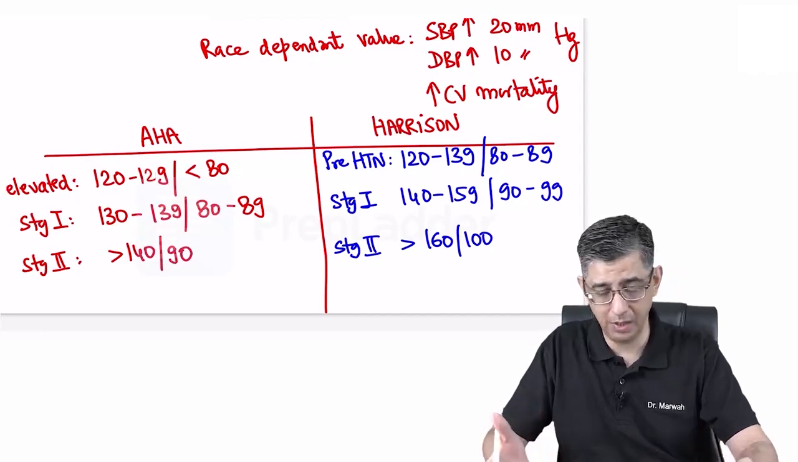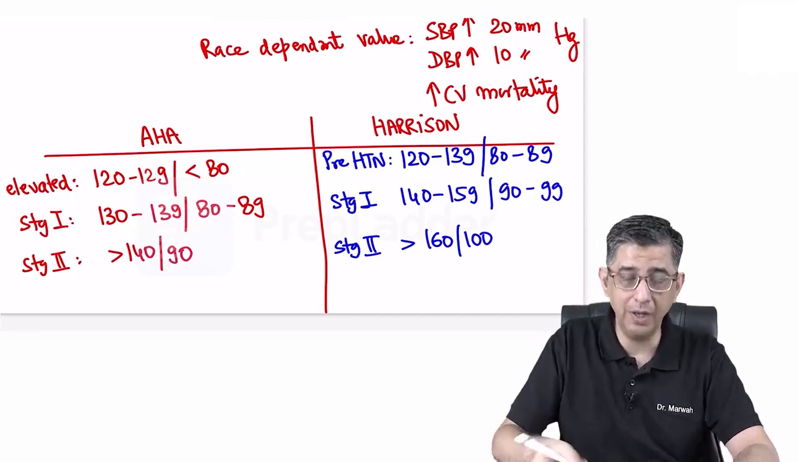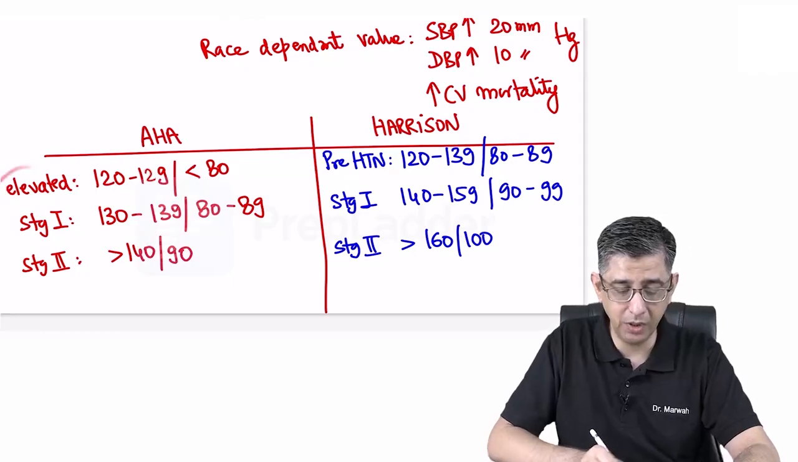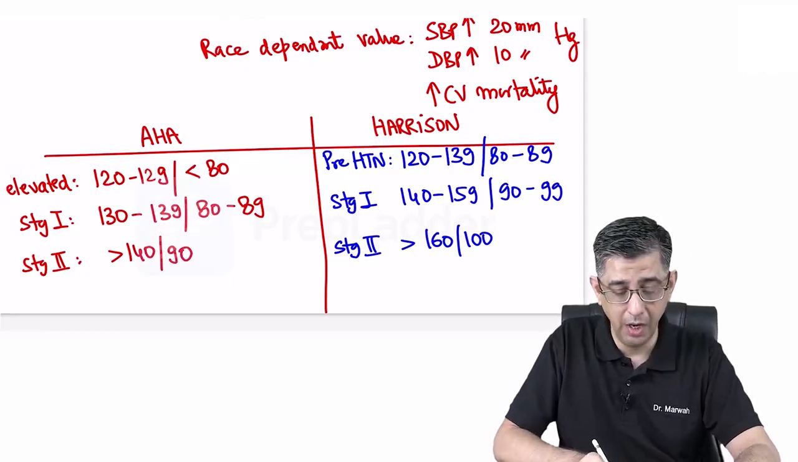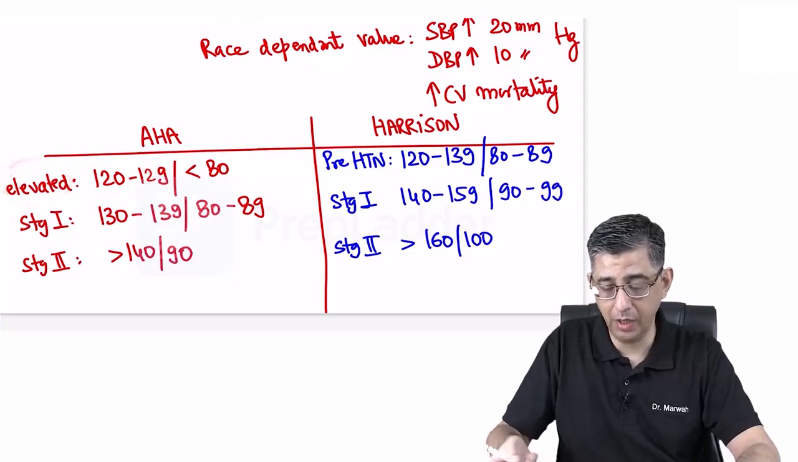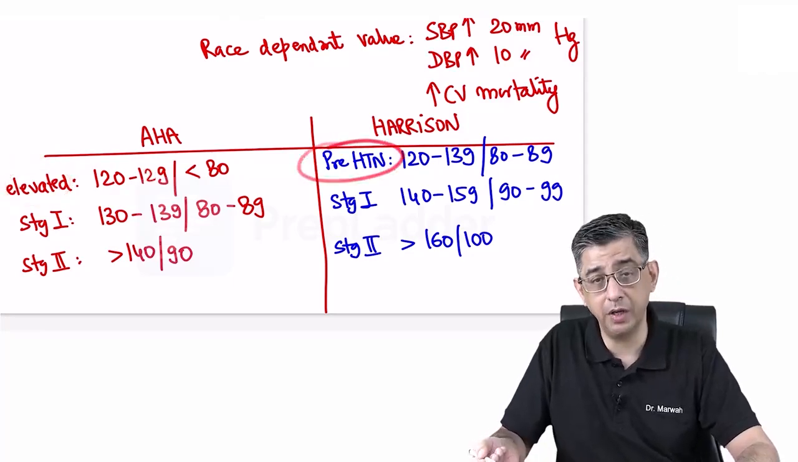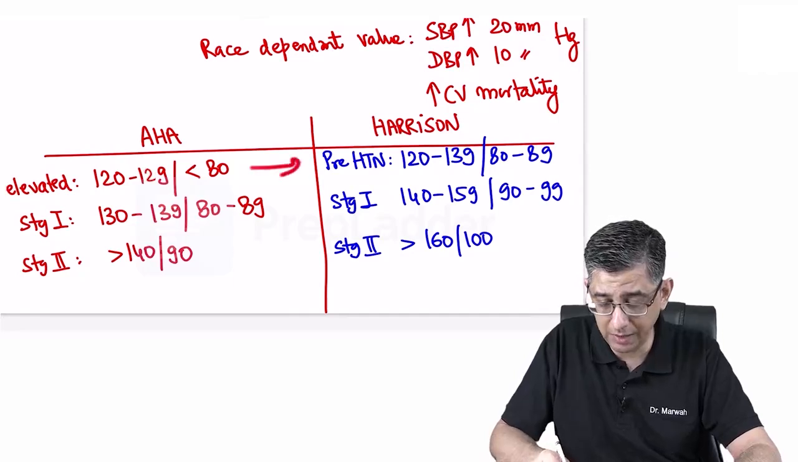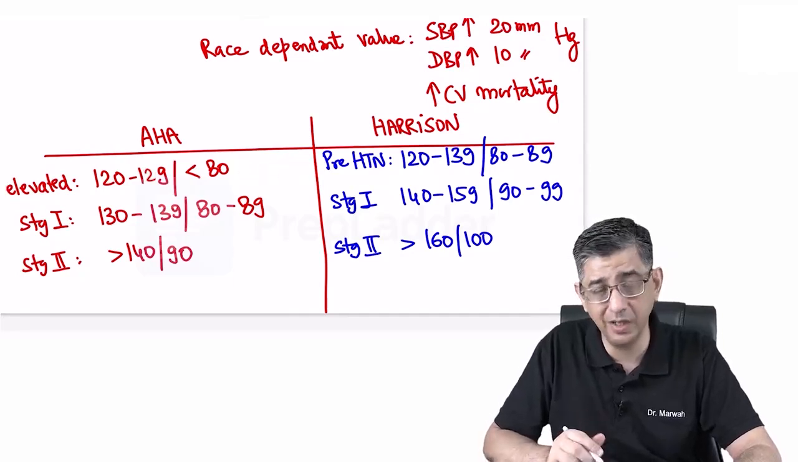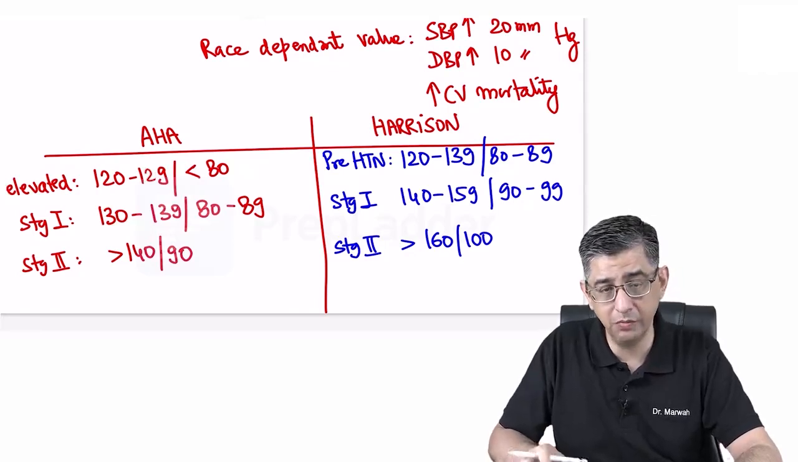I mean, it depends on the examiner. Some examiners who are following AHA guidelines can ask you in the exam, what is the definition of elevated blood pressure? And if he's not going to check from the AHA guidelines, he might say, what is pre-hypertension? So there is definitely a slight difference in the mathematical values there. So it's a good idea to note down this information.